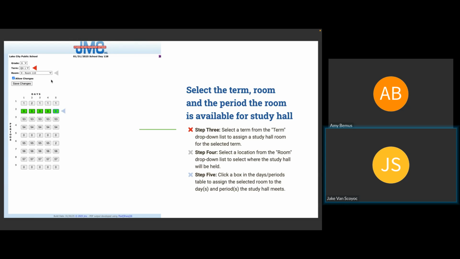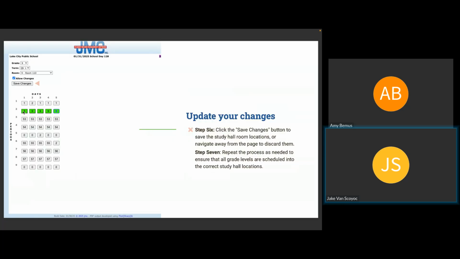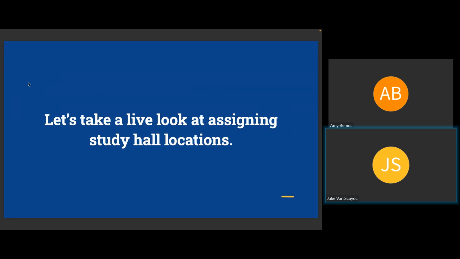Step four, you'll select the location for the room from the room drop-down list. And then step five, you'll click the box in the days/periods table to assign the selected room to the days and periods the study hall meets. Fun fact, changes to study hall locations are highlighted to help you identify recent updates to your days and periods table. Step six, you'll click that Save Changes button to save the study hall room locations. And step seven, you'll repeat this process as needed to ensure that all grade levels are scheduled into the correct study hall locations. So let's take a live look at this interesting feature.